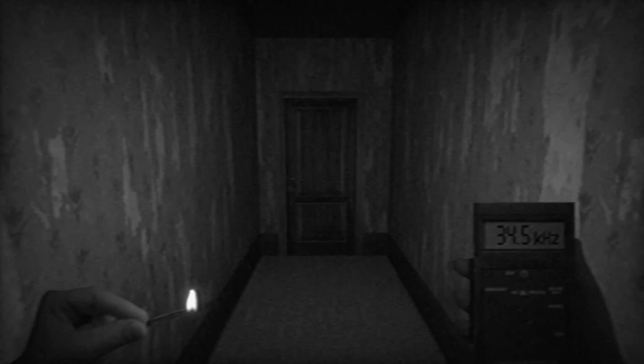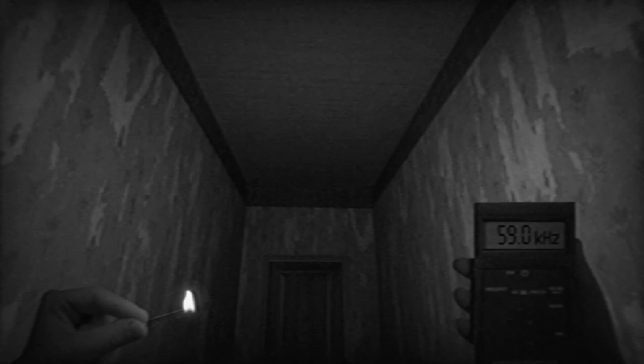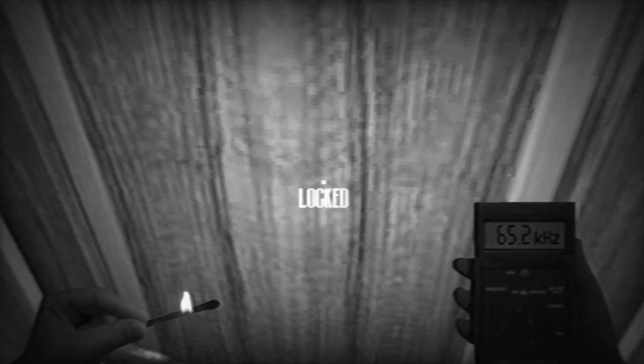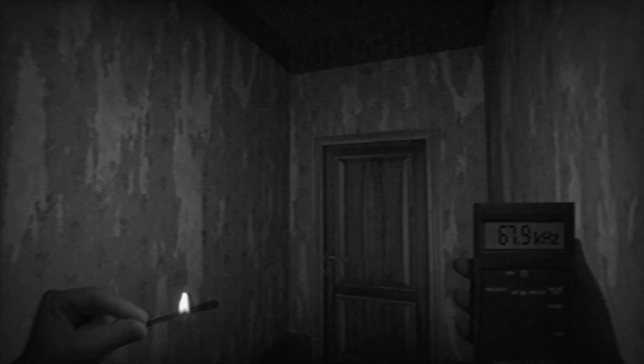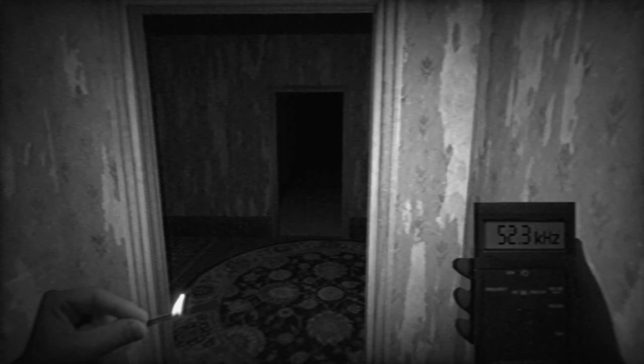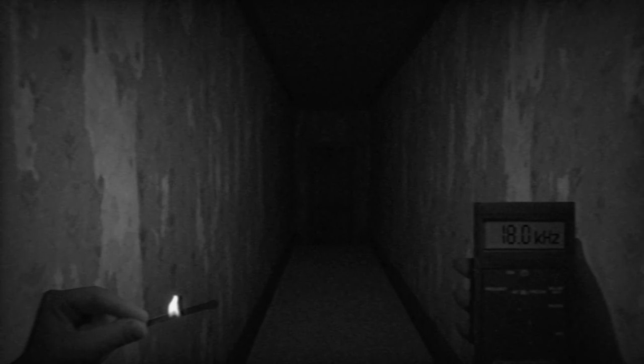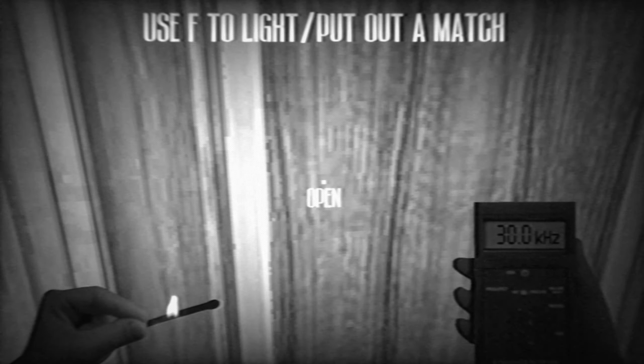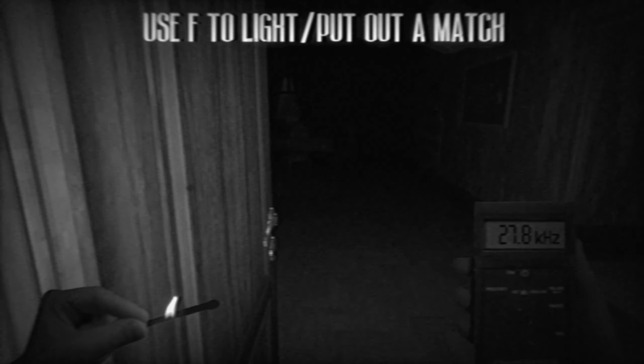Okay. Let's look. Where are the moths? It's locked, I have to open this up. A lot of moths over there. I need a key.